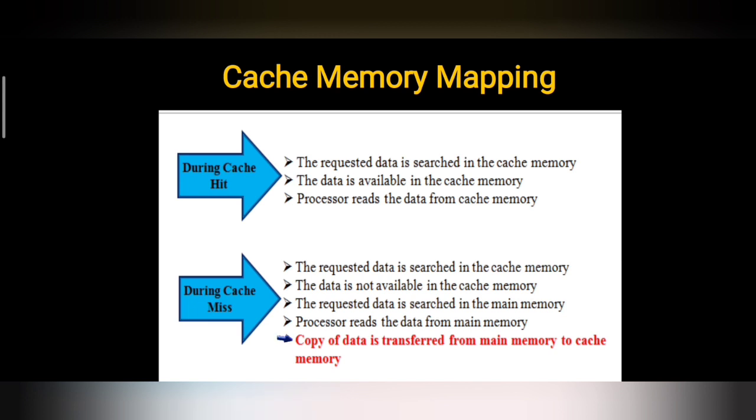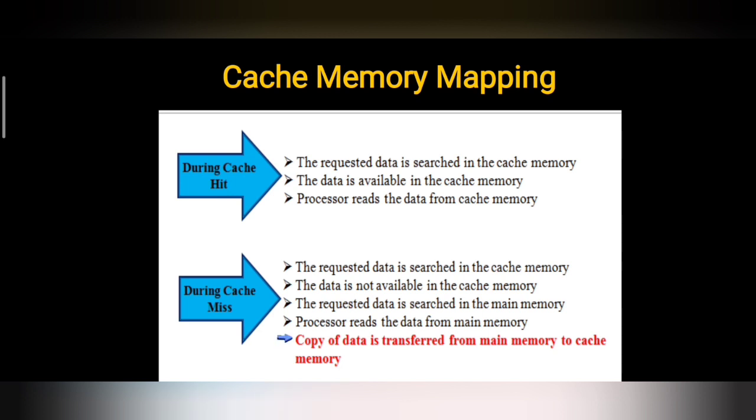As you all know, whenever a processor needs to read data, it is going to first examine the cache memory, and if the data is available in the cache memory, in that case the processor is going to directly read that data from the cache memory, and hence we call it a cache hit.